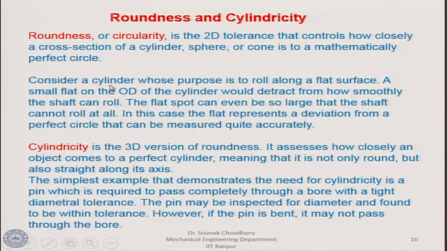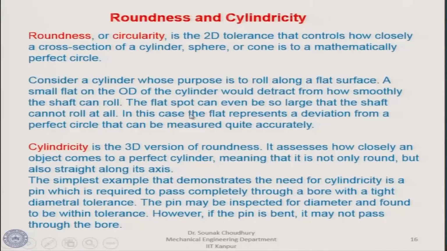Okay. Now, consider a cylinder whose purpose is to roll along a flat surface. A small flat on the outer diameter of the cylinder would detract from how smoothly the shaft can roll. The flat spot can even be so large that the shaft cannot roll at all. In this case, the flat represents a deviation from a perfect circle that can be measured quite accurately. So, this is just an example, we are exaggerating by saying a flat.